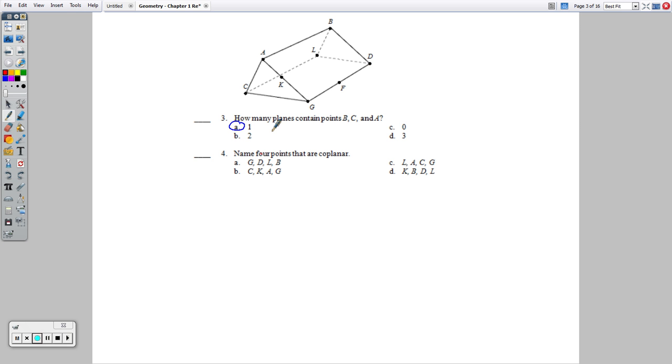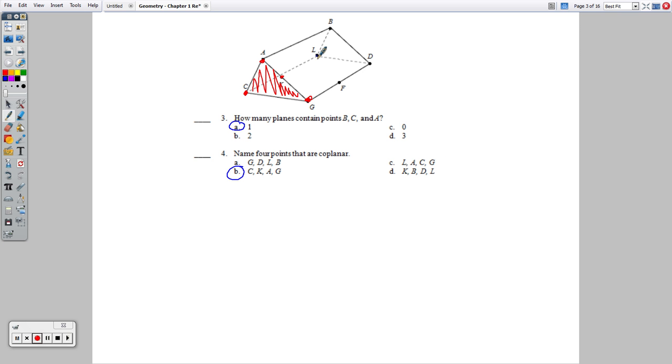So we've got C, K, A, and G. It looks like A, K, and G are all on this line, and then all 4 of those points are on this plane, the front of this triangular prism right here. So 4 points that are coplanar, that's going to work right there. Choice B for that one.